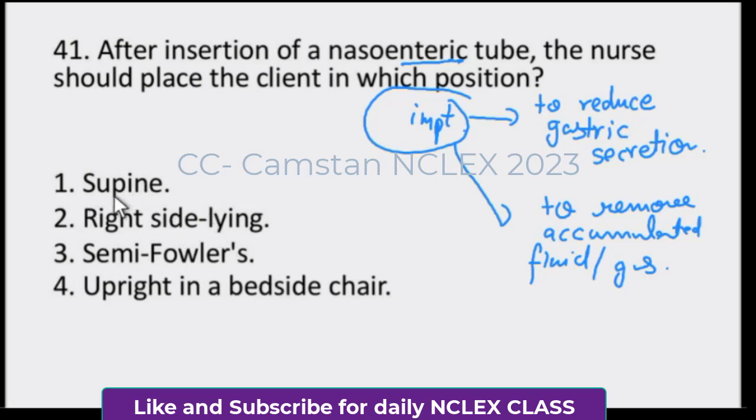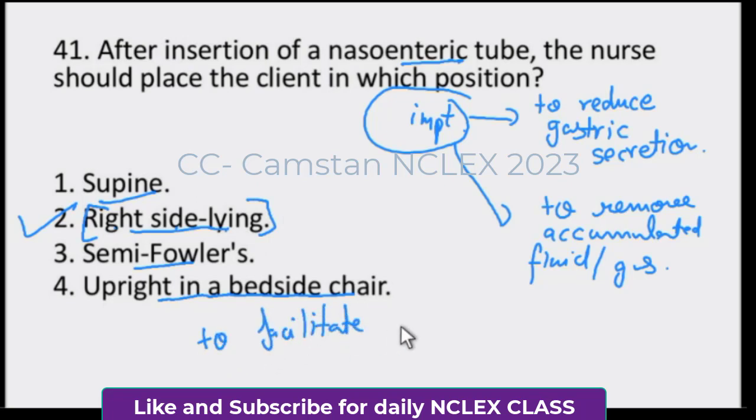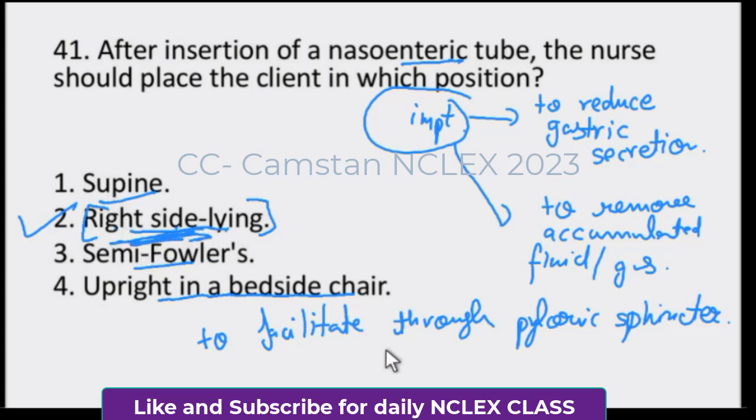So let's read the options. Supine, second is right side lying position, third is semi-Fowler's position, fourth is upright in a bedside chair. In this, the second one, which is right side lying position, is the correct answer, students. And why? Because to facilitate the movement of the tube through the pyloric sphincter, this right side lying position is necessary. We need our client to lie down in this right side lying position to facilitate movement through the pyloric sphincter.